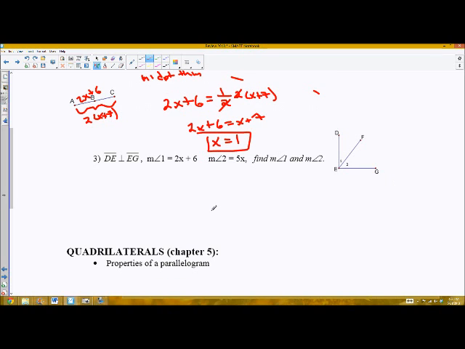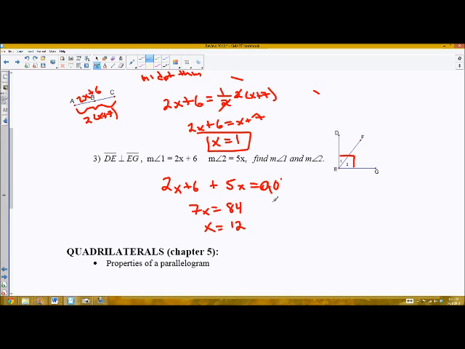Okay. Perpendicular, and I had the measure of the two angles. Well, if these two things are perpendicular to each other, that means that angle 1 and angle 2 are complements, which means they'd add up to 90. So the measure of angle 1, which is 2x plus 6, plus the measure of angle 2, which is 5x, would have to add up to 90 degrees. So 7x equals 84. Divide both sides by 7, and I get 12.